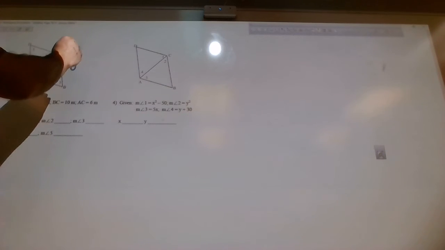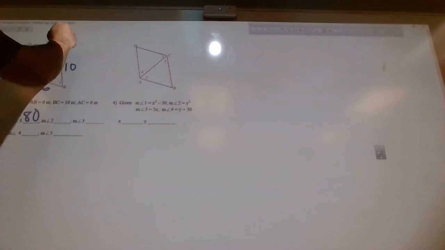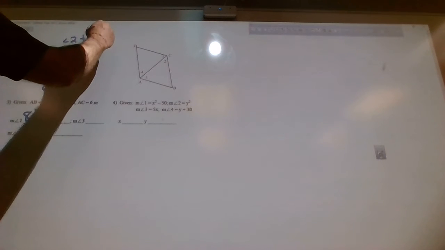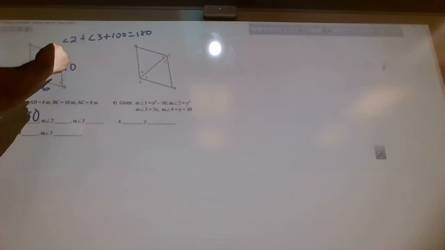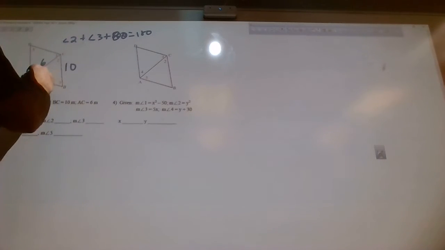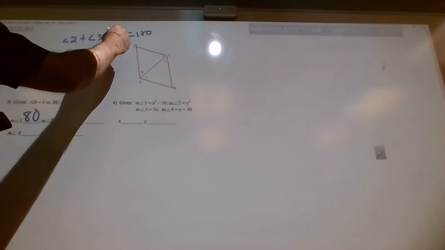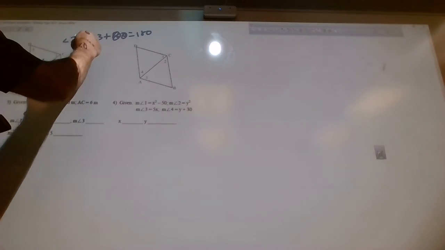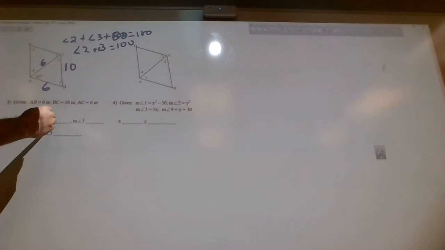Isosceles. So 2, if this is isosceles, and there's 180 degrees in a triangle, and 2 and 3 are congruent, then angle 2 plus angle 3 plus 100 equals 180. So that'd be 80, 40 each. No, plus 80. Got ahead of myself. This is 80. So we're going to subtract that. So 2 plus 3 equals 100. So each of those is 50.